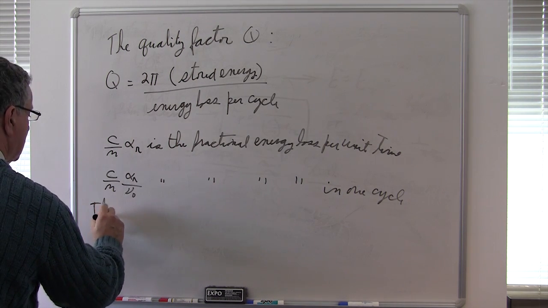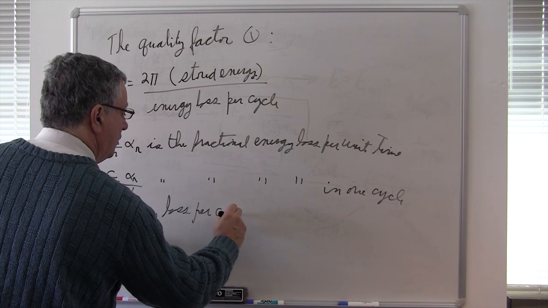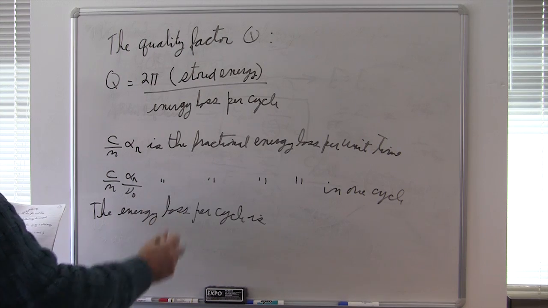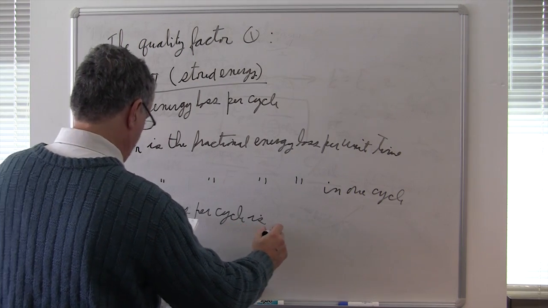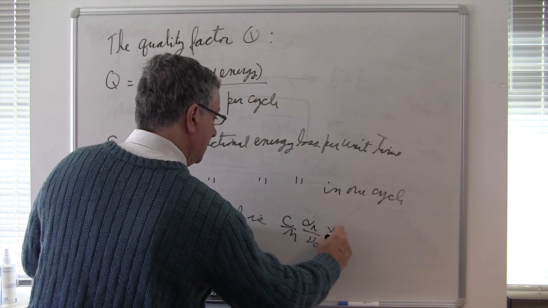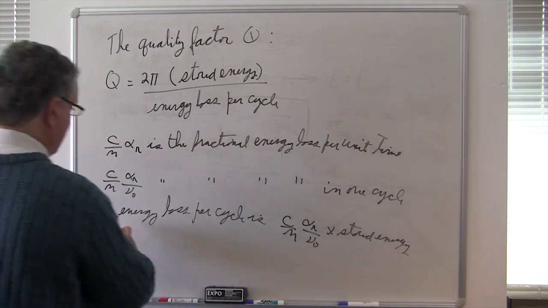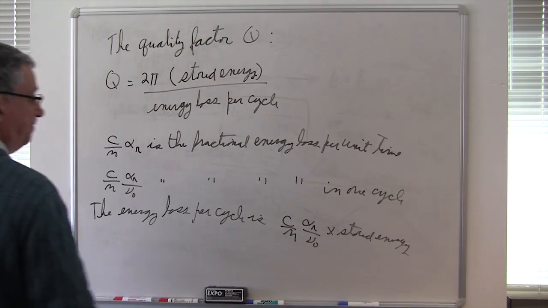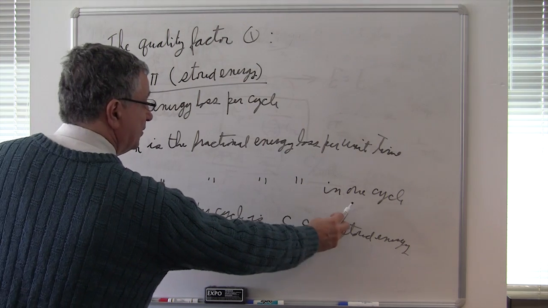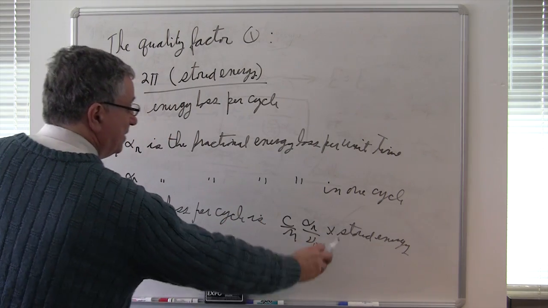Now the energy loss per cycle is given by the fractional energy loss per unit of time multiplied by the stored energy. The loss per cycle is C over N alpha R divided by nu zero, multiplied by the stored energy in the cavity. Since we have the fractional energy loss per unit of time, multiplying by the stored energy gives the energy loss per cycle.